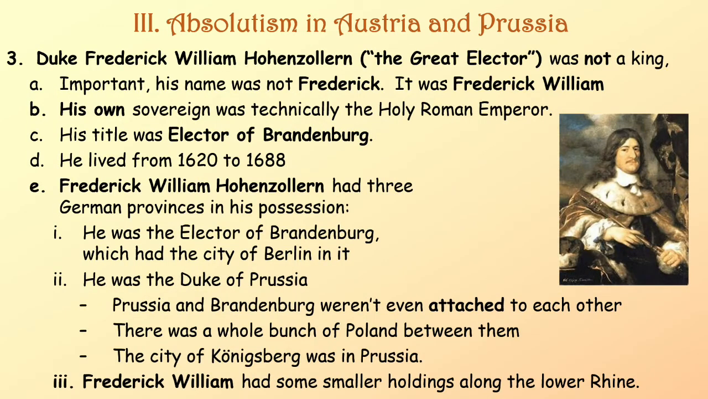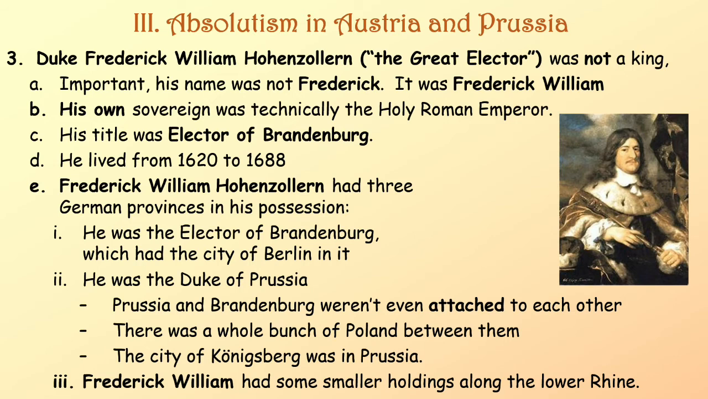Duke Frederick William Hohenzollern, the great elector, was not a king. And this is important. His name was not Frederick, it was Frederick William. His own sovereign was technically the Holy Roman Emperor, and his title was Elector of Brandenburg, and he lived from 1620 to 1688.